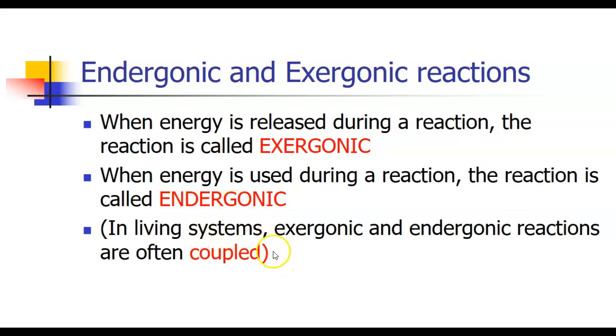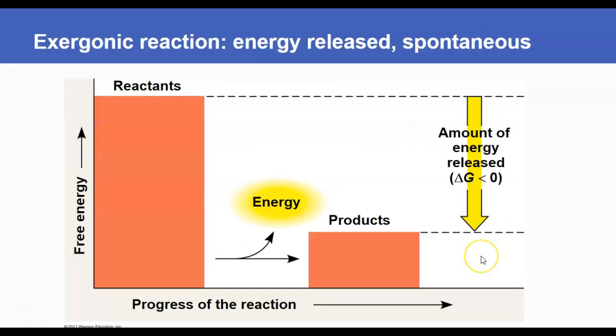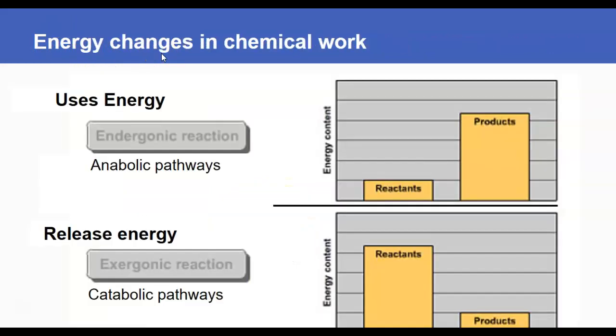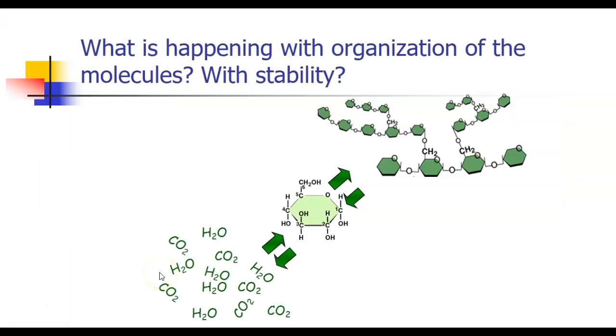And we're going to see in the next video that in all living systems, exergonic reactions are combined with endergonic reactions. So in the PowerPoint, I've got a lot more graphics to bring these points home about exergonic reactions and endergonic reactions, which are endergonic using energy, which are those anabolic pathways building things up, requiring energy, and then breaking things down in those catabolic pathways, releasing energy, which is an exergonic reaction.